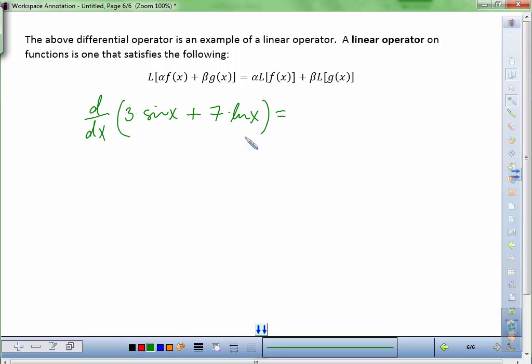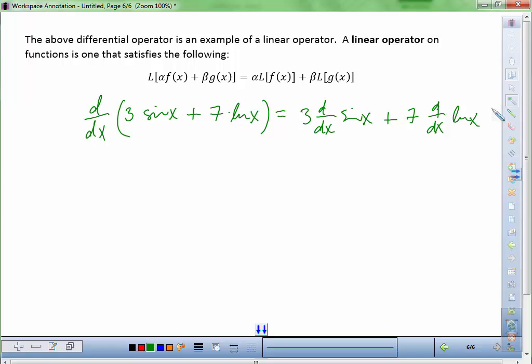If you were to take the derivative of this, you would break this apart, right? Now, you probably don't think about this in your head, but you would say, oh, I could take the 3 out. Well, first, I can split this up into 2 different things that I would take the derivative of separately. And then when I take the derivative of the first one, I can take the 3 out, and then just take the derivative of sine x by itself. And then I can do the same thing, take the 7 out, and take the derivative of ln x by itself. So that property that allows you to do that is linearity. This is a linear operator.